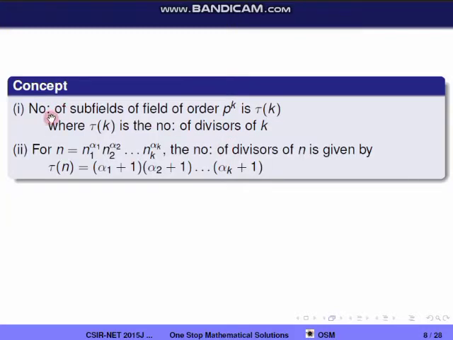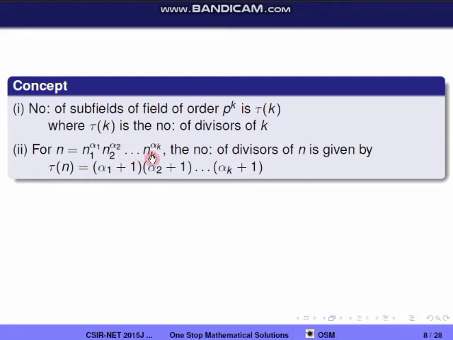The number of subfields of a field of order p power k is tau of k, where tau of k is the number of divisors of k. So we'll check how to find the number of divisors. For n is equal to n1 power alpha 1, n2 power alpha 2, etc.